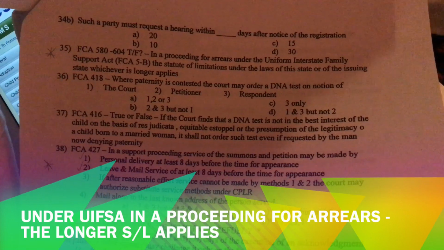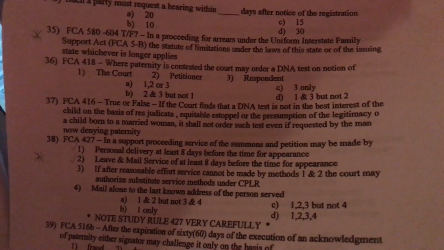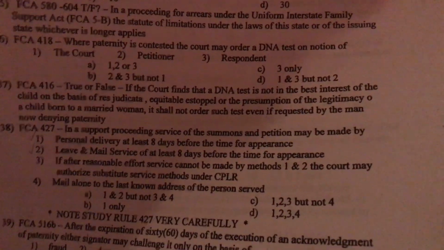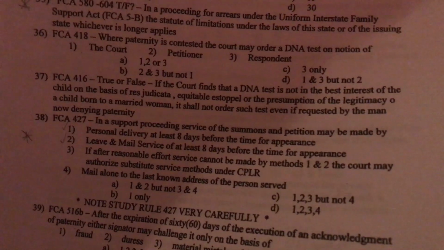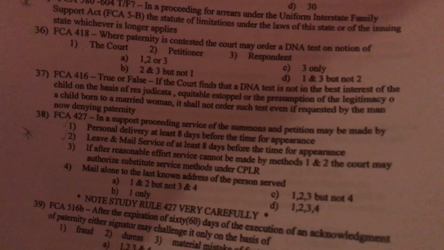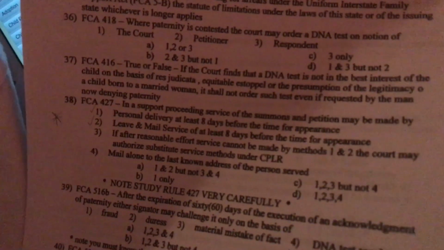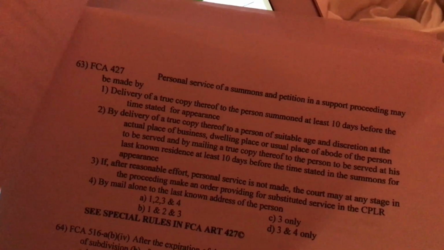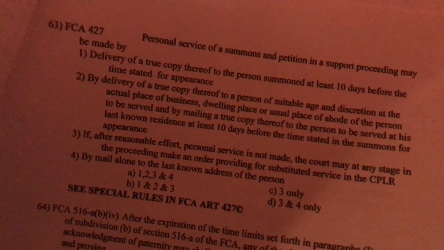Okay, next. This is another 427 question, number 38, and this is a very difficult question because the way 427 is written, and then when you read it in combination with personal service upon a natural person in the CPLR, it's extremely confusing. The way the question is written better, in my opinion, is in a later question, much later on. Yeah, there it is, number 63. So number 63 is a much better study question to understand 427.